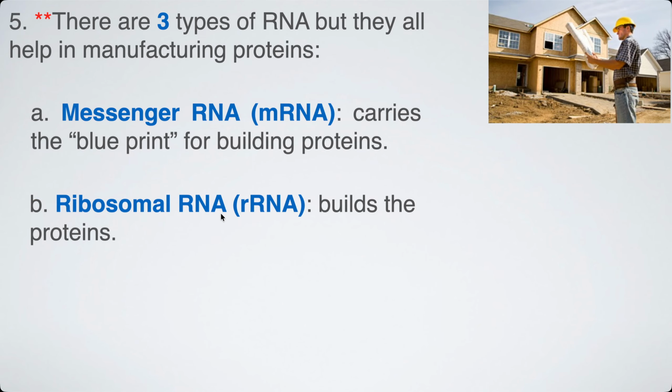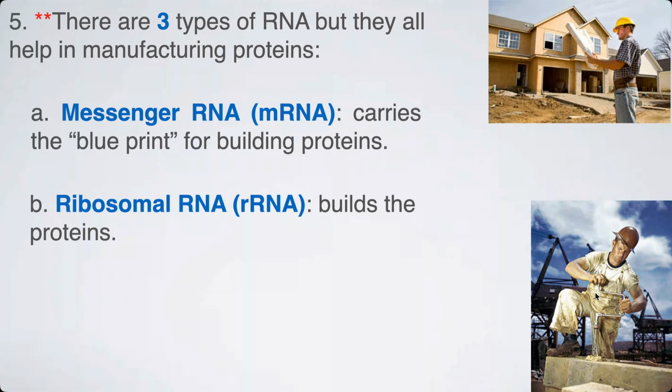Next is rRNA. Now, rRNA stands for ribosomal RNA. They actually build the proteins. And maybe you remember this, maybe you don't. They're our construction workers. They are ribosomes. Ribosomes are made of RNA. We just never mentioned that when we were talking about cell organelles because it wasn't that important at the time. But ribosomes are made of RNA. That's actually what they're made of.